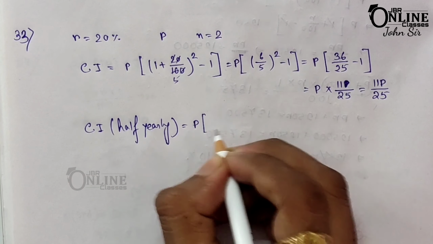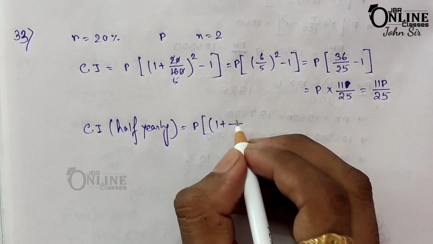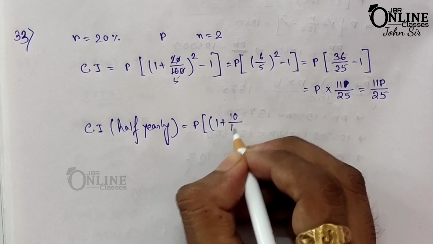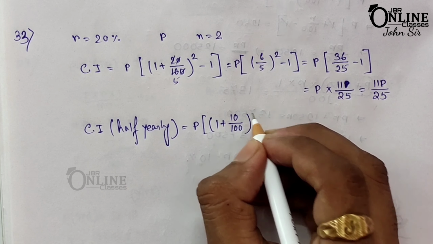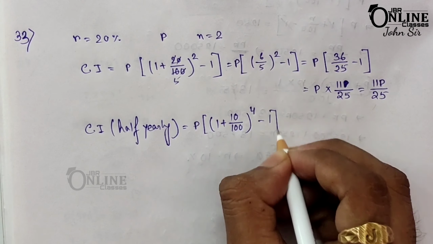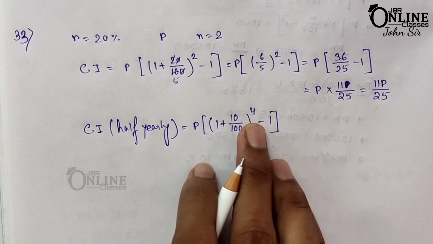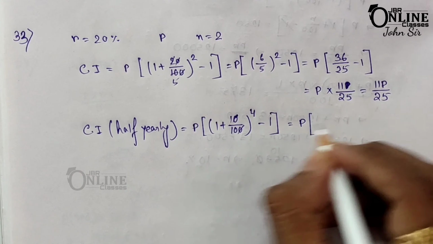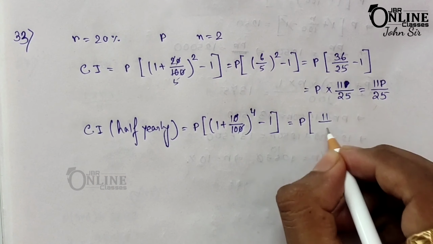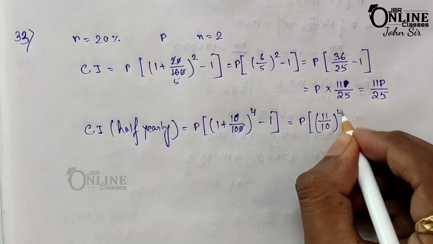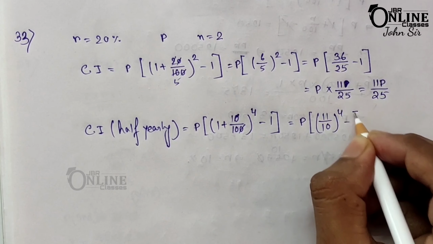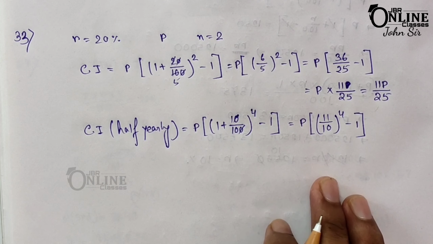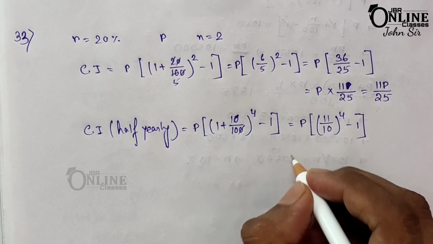So the formula will be P into (1 plus R by 2 by 100) whole to the power 2n, that means here 4, so minus 1, because 2 into 2 becomes 4. So now it's 11 by 10, so P into (11 by 10) to the power 4 minus 1. Okay, so 11 by 10 to the power 4 minus 1.